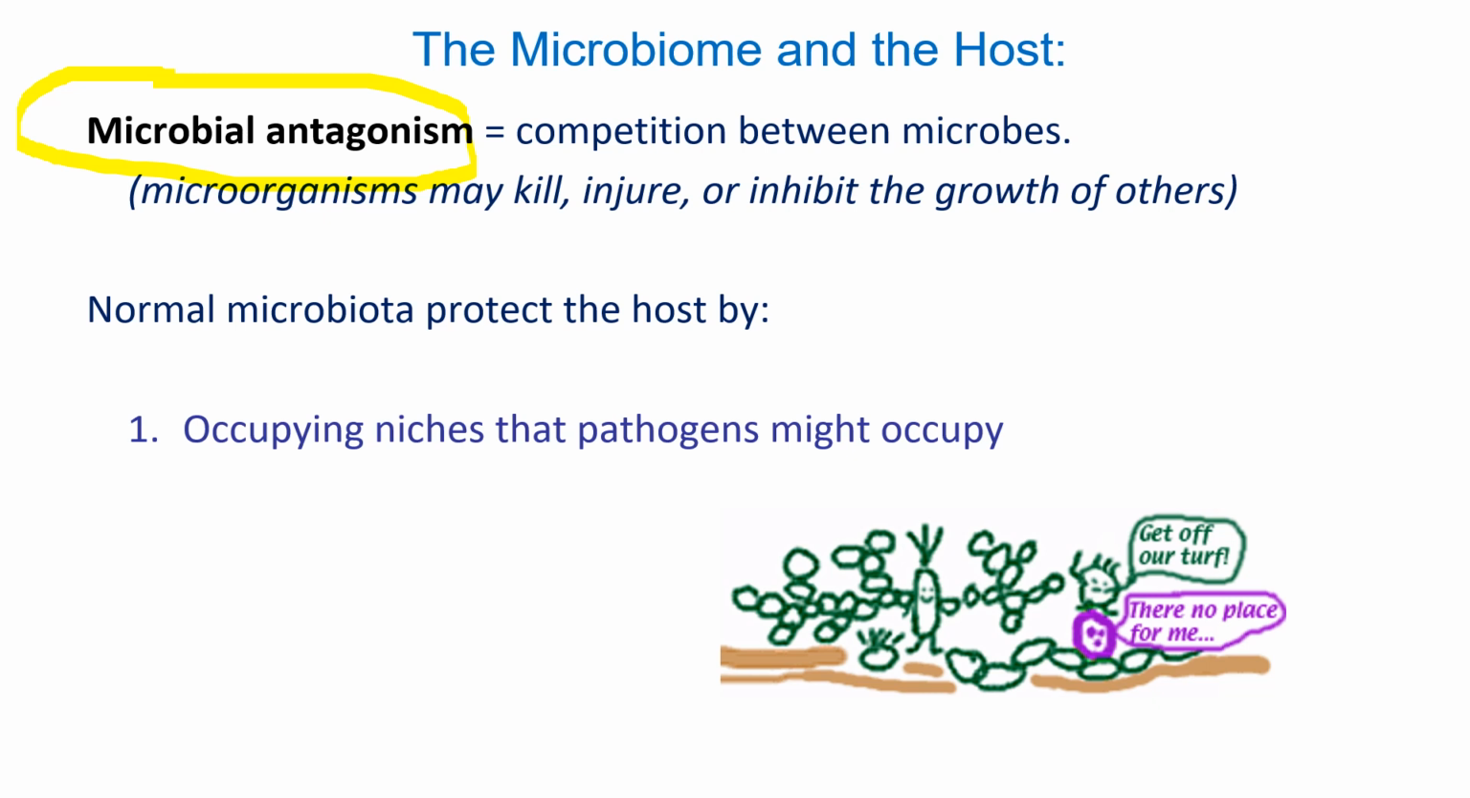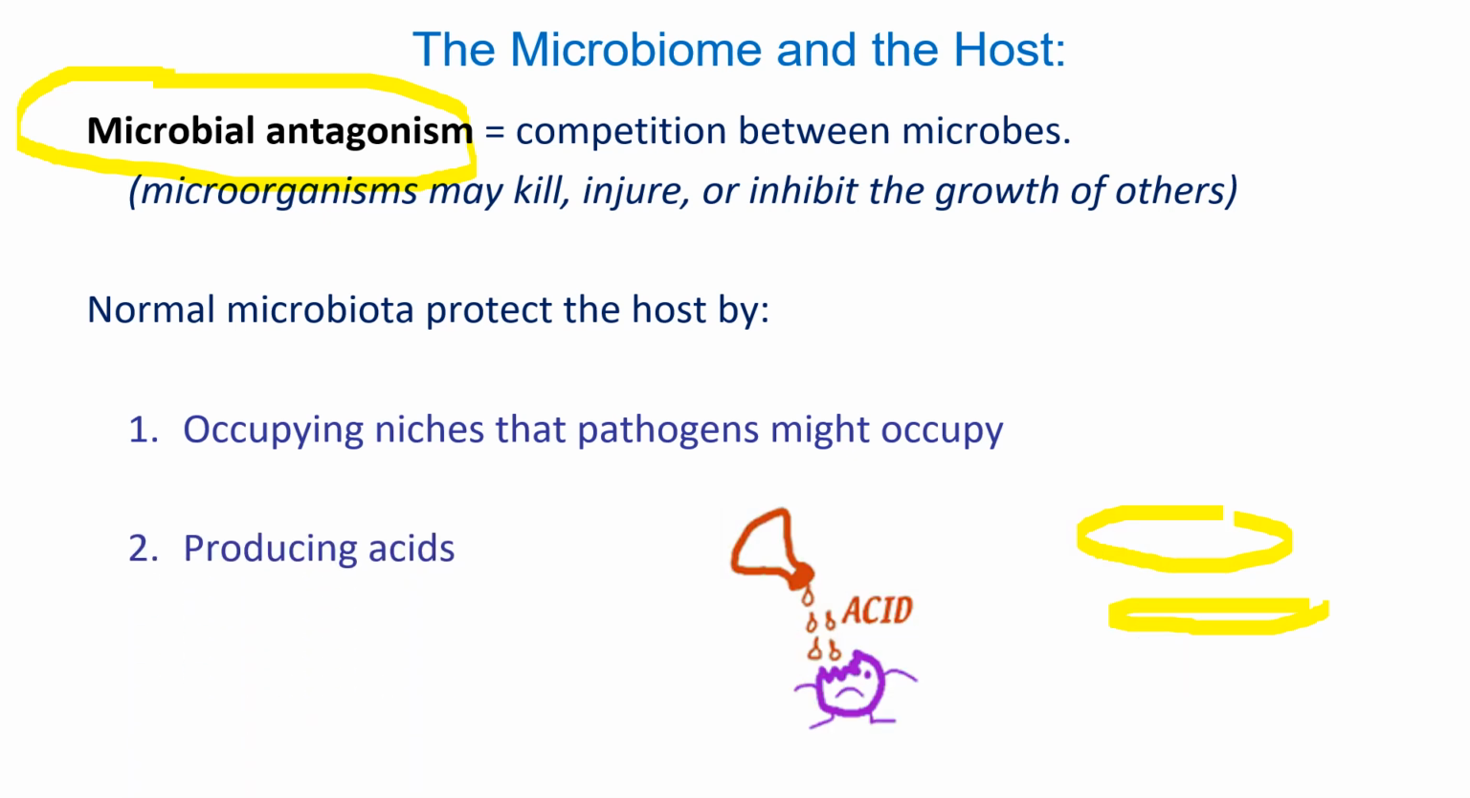So how do they do this? Probably the biggest thing is just by occupying niches. It's really just if you're in this space, other people can't take that space. And it's the same with microorganisms. You can see my little cartoon here. We've got this green microorganism, and he says, "Hey, get off our turf." And the little pink guy says, "There's no place for me." So it doesn't mean the pathogens aren't there. It just means they're not there in sufficient numbers to grow and cause disease, like Clostridium difficile.